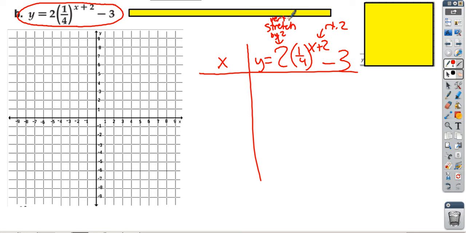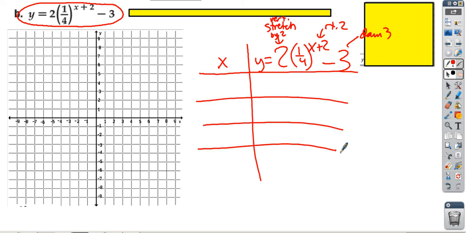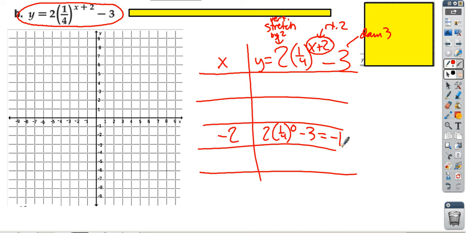Vertically stretch, which means horizontally shrink, and then this right here is going to move it down 3. So let's just pick a couple points in here. The number that should go in the middle is whatever makes this equal to 0, and -2 for x would make that 0. So we'd have 2 times 1/4 to the 0 minus 3. Anything to the 0 is 1, so that's 2 times 1, which is 2, minus 3 is -1. So -2, -1 is on our graph.